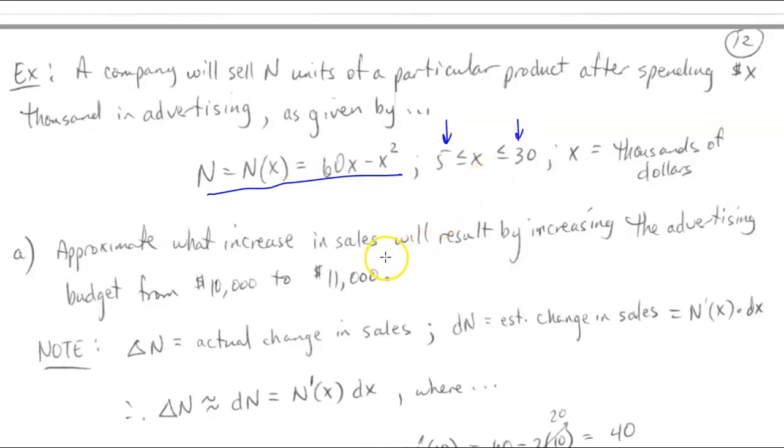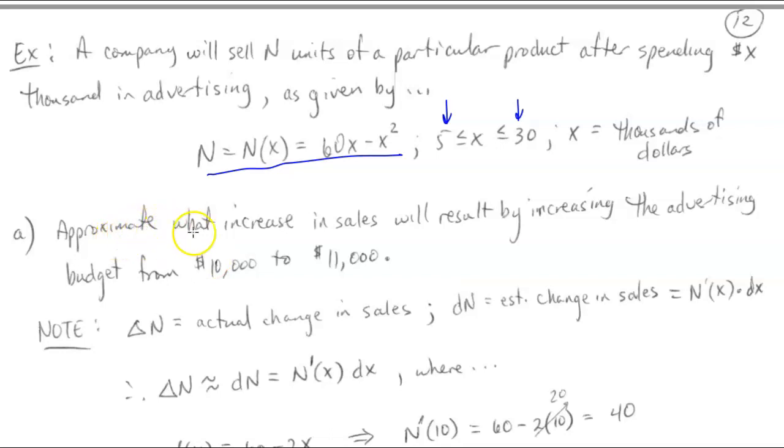Okay. Now the first thing they want to do is approximate what increase in sales will result by increasing the advertising budget from $10,000 to $11,000. So to put this into perspective, let's say they're spending these advertisement dollars weekly. So let's say at a certain snapshot in time, they spent $10,000 in the current week.